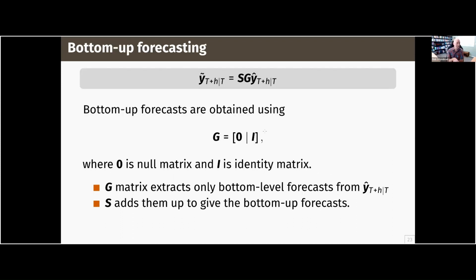If I'm doing bottom-up forecasting, then I want to grab the bottom level series. So G is simply a zero matrix with an identity. It just says grab the bottom part of the y hat matrix and then add them up. And that will give me forecasts that are consistent, or coherent, but it's only using the bottom level series.